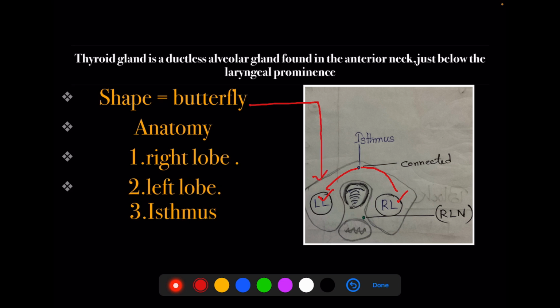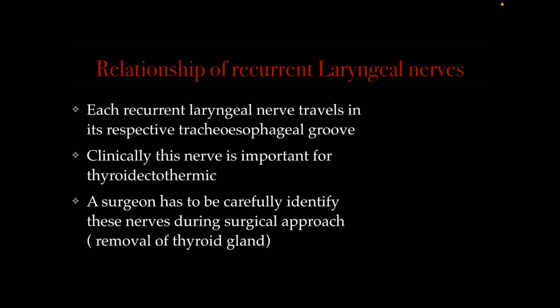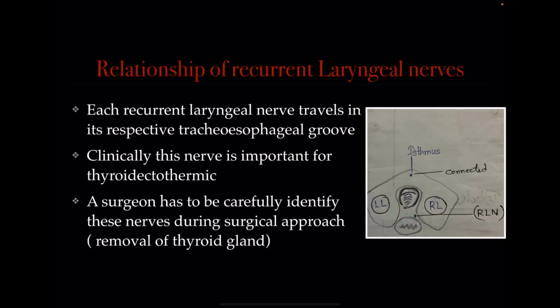And there is another structure present, called the recurrent laryngeal nerve. We will discuss this one in the next slide. Now we discuss the clinical relationship of the thyroid gland with the recurrent laryngeal nerve. The recurrent laryngeal nerve travels in its respective tracheo-esophageal groove, and we can see the groove between the trachea and esophagus, which lies posteriorly.